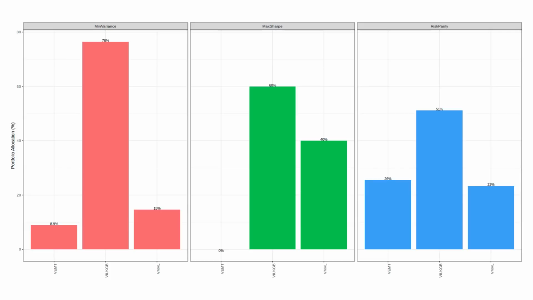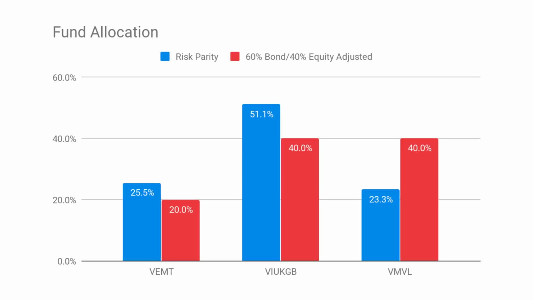But the equity exposure there is too low. I want to boost it to around 40%. So rather than take the risk parity weightings, which are in blue, I've boosted the equity component with VMVL up to 40% and scaled VEMT and VIUKGB to be in the same ratio of roughly 2-1. So my final weights are 40% for VMVL, 40% for VIUKGB and 20% for VEMT. And that'll be my new allocation for 2019.